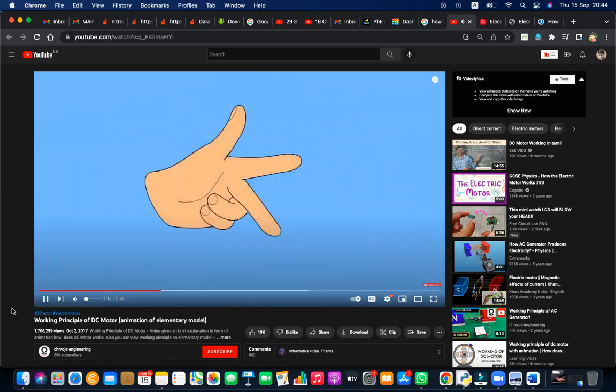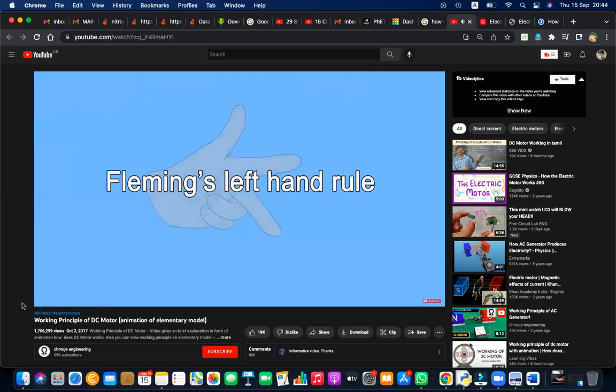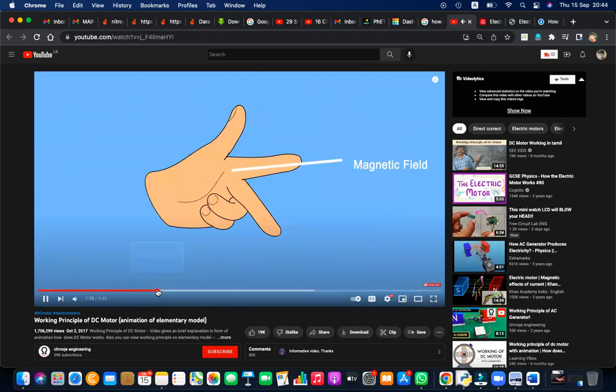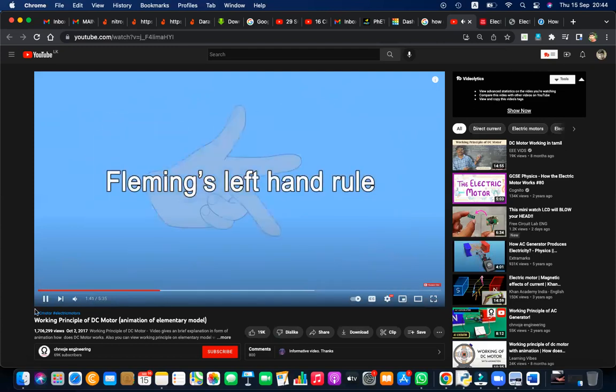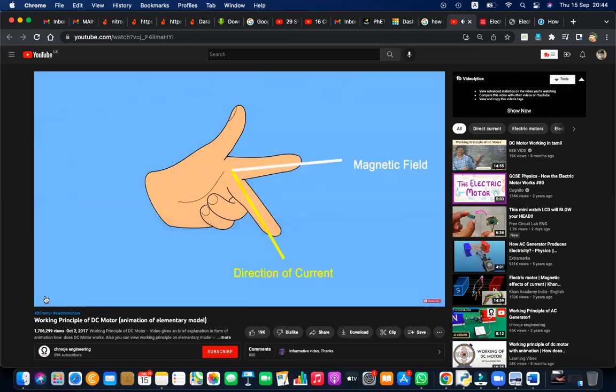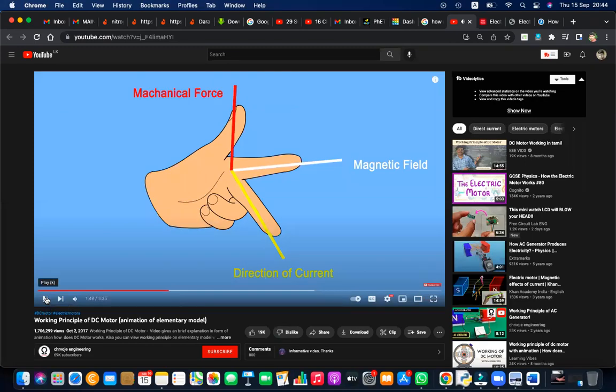Right. To know that, you need to know Fleming's left hand law, right? This was introduced by a person called Fleming. So you have to take the left hand. Take your left hand. And the first three fingers, right? Keep the first three fingers perpendicular to each other.